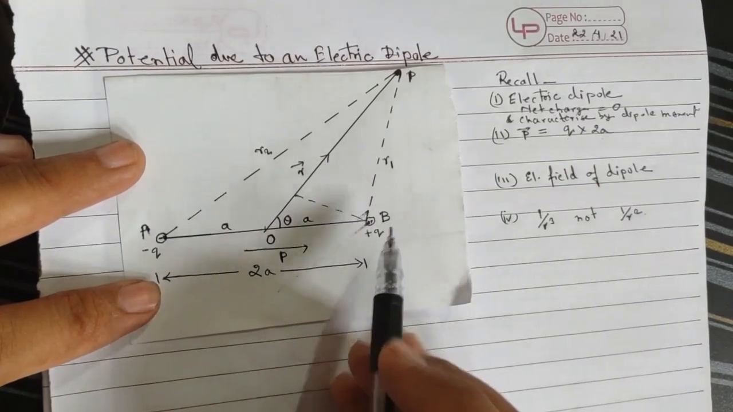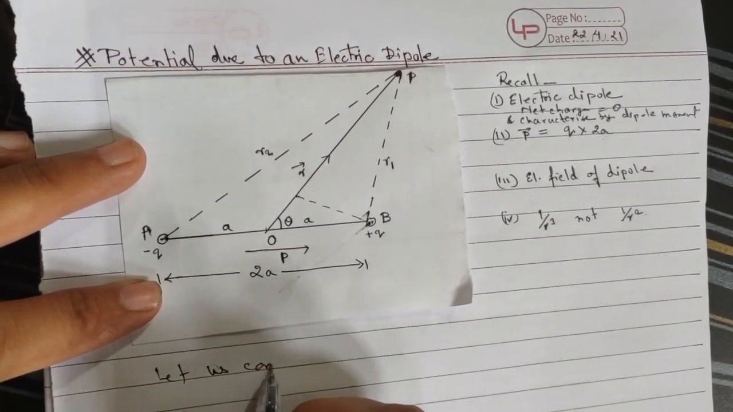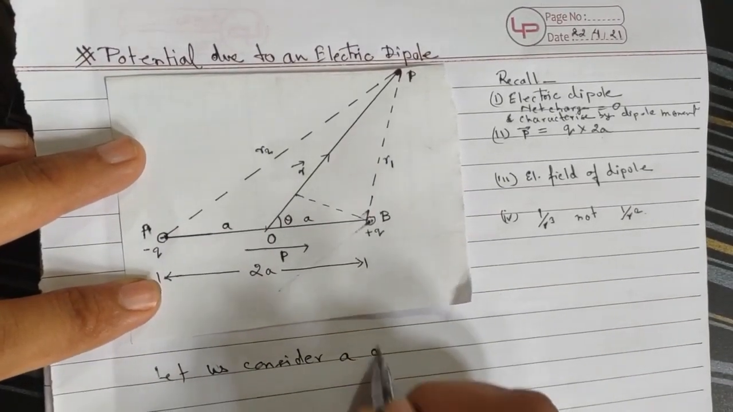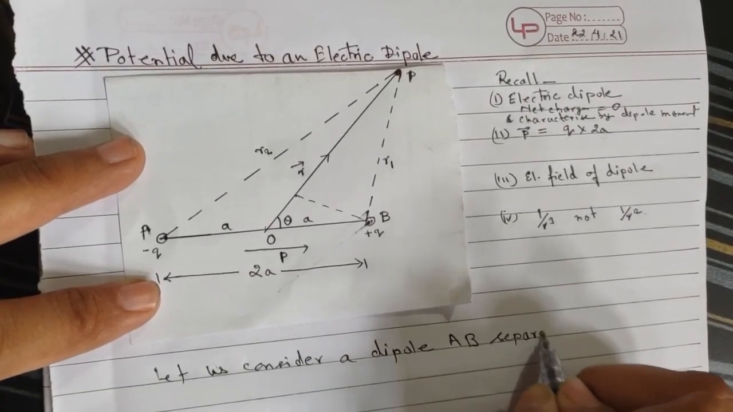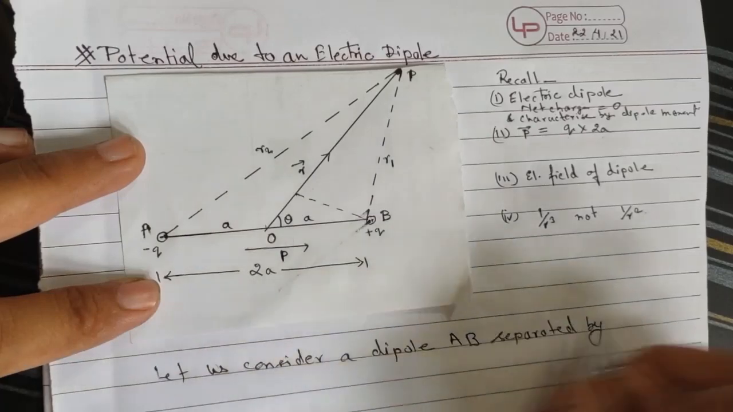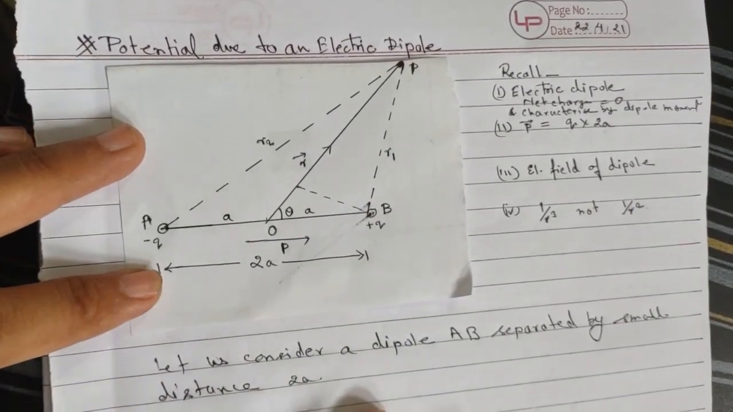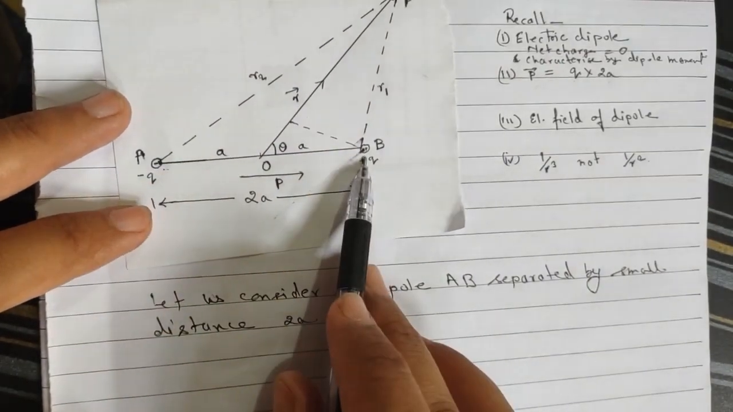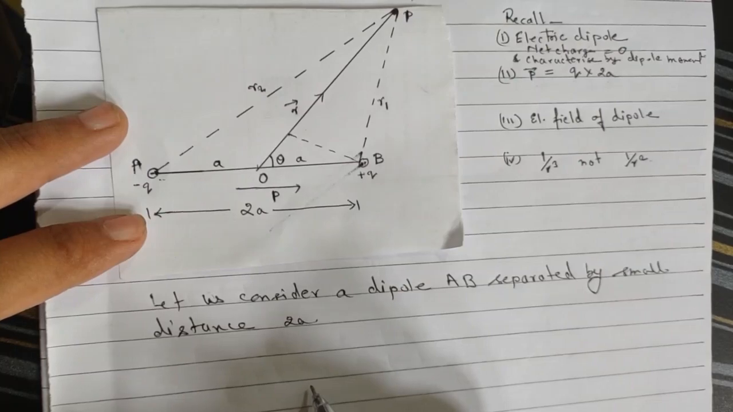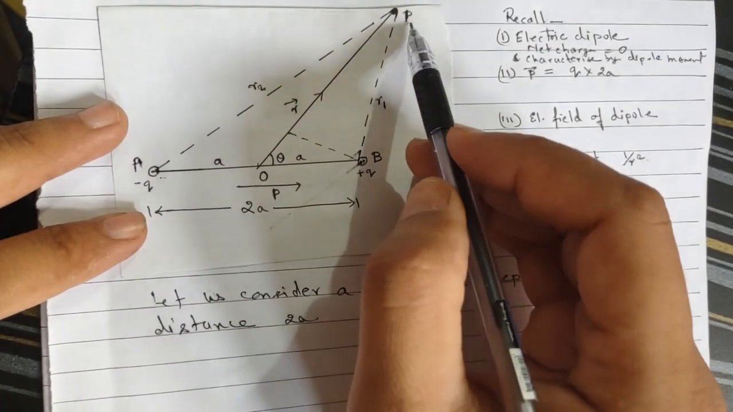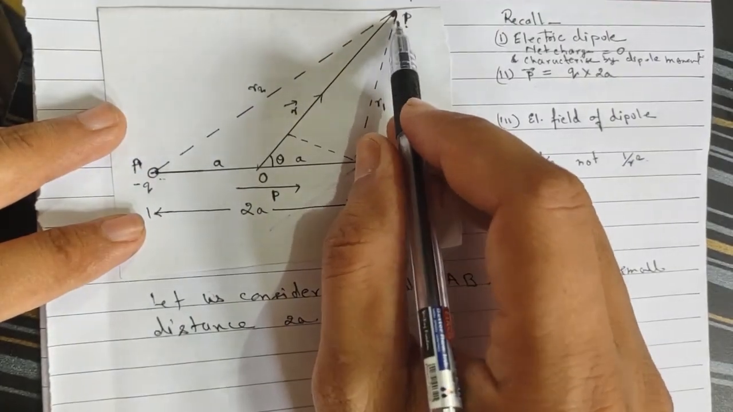From here we start to write the statement. Let us consider the dipole AB. Here is an electric dipole whose charges are separated by a small distance 2a, and we want to calculate the potential due to this dipole at any point P. We will try to see this in three cases. The first case is any random position P.